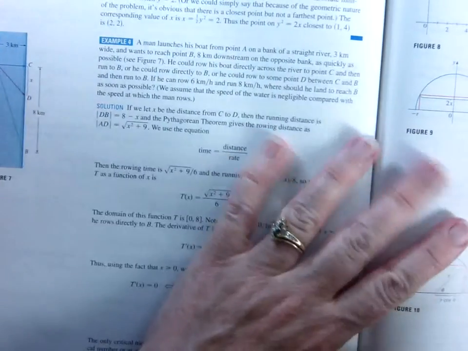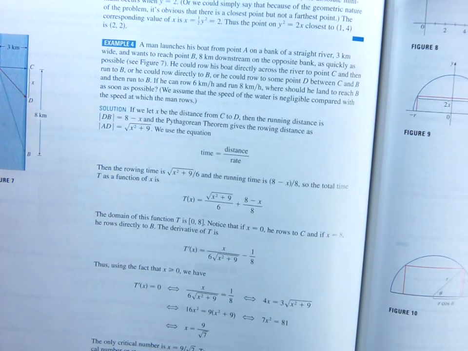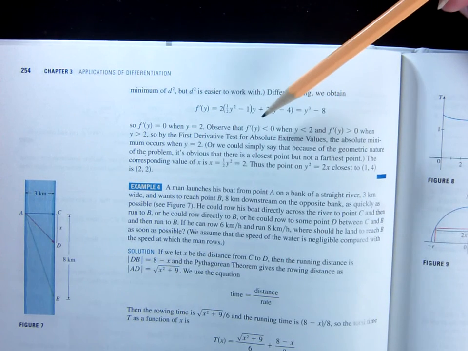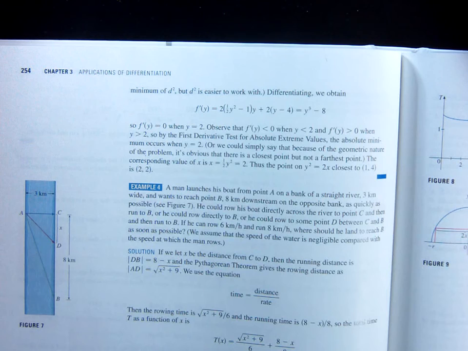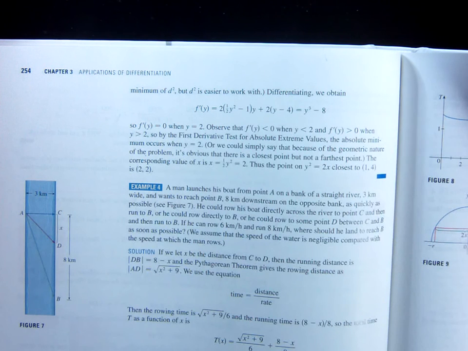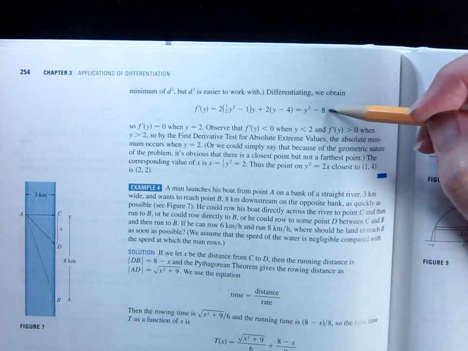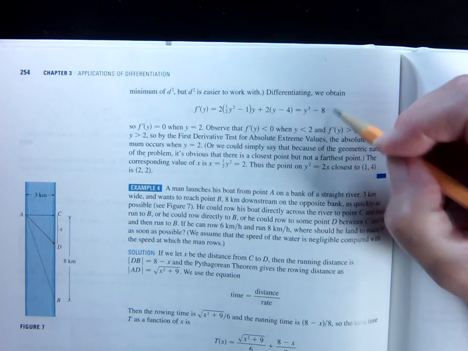All right, now differentiating it, we'll get y cubed minus 8. Oh, put this down a little further, sorry. y cubed minus 8. So we can observe that f prime of y is smaller than 0 when y is less than 2. And f prime of y is greater than 0 when y is greater than 2. So by the first derivative test for the absolute extremes, the absolute minimum occurs at 2. So when you set this equal to 0 and you solve, you will in fact get the value of 2.